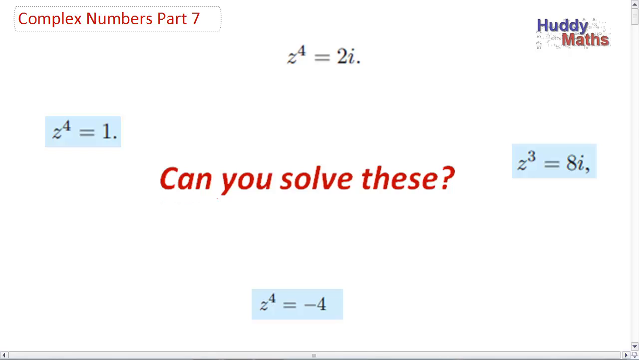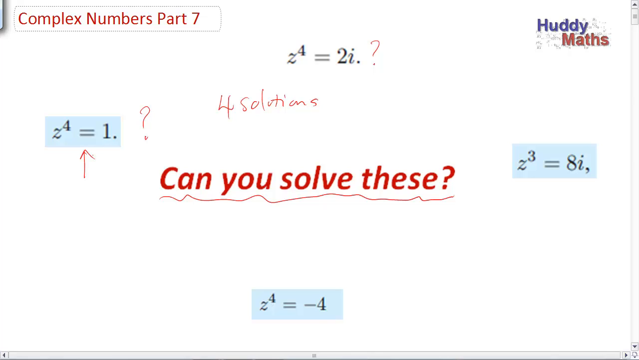Obviously, can you solve these equations? And if you watched the last presentation with de Moivre's theorem, you might have some idea. How many solutions or roots of these equations would you expect? Z to the fourth equals 1. Z to the fourth equals 2i. It's a degree 4 equation, isn't it? Highest power is 4. Would we expect 4 solutions? I don't know. So you might think about that.